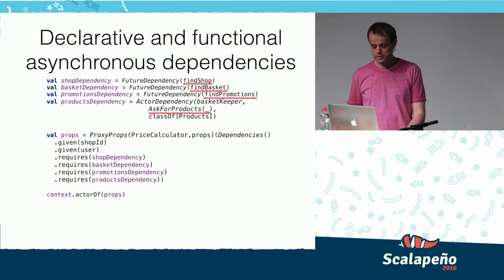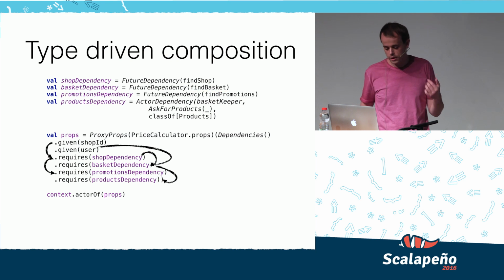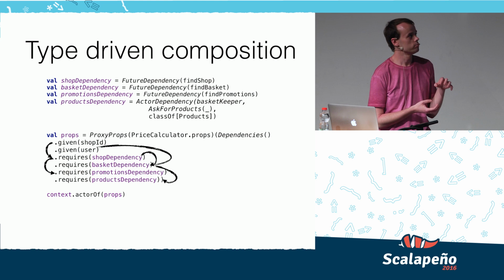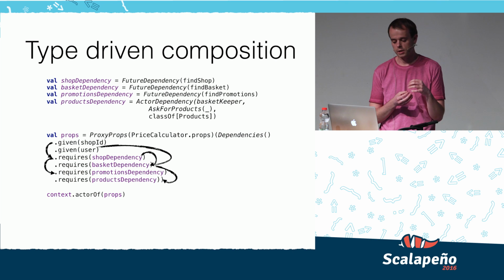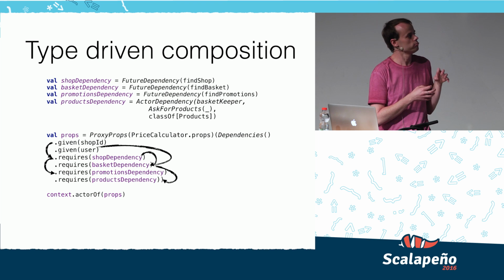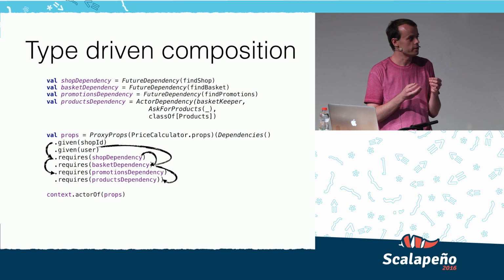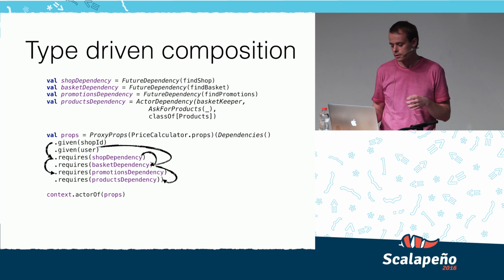The dependencies are declarative and functional, and this is just how we can simply define dynamic dependencies which are asynchronous, so that might be actors or just futures. Then, of course, the dependencies are composed by type, so this is type-driven. While building the dependencies, the DSL is looking at the types and combines and binds the dependency with the types provided earlier.